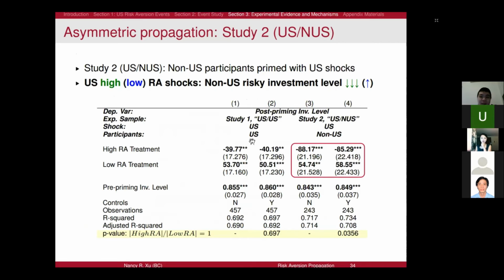Okay, so just to formalize what we found. In study 1, in the high risk aversion treatment group, risky investment goes down. That's very intuitive. And for the good environment, you see risky investment goes up. Can I reject that the magnitudes of these two are different? No, I cannot. The p-value is very, very high. Now for study 2, I am able to reject the difference. These two numbers are very different from each other, with a p-value of 0.03. So this table shows you we replicate this asymmetric propagation.